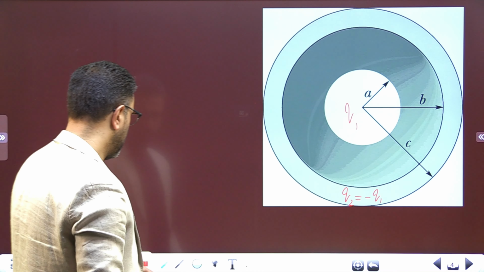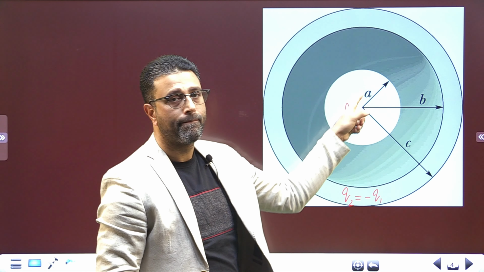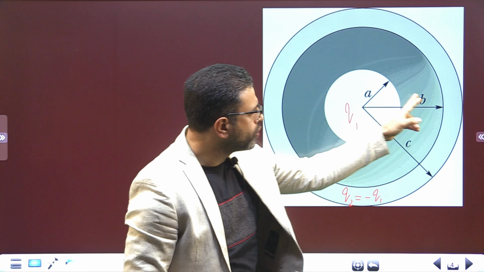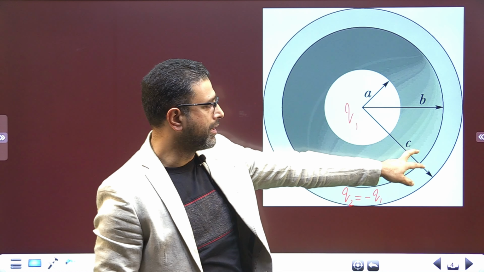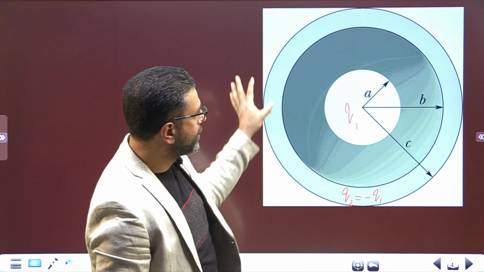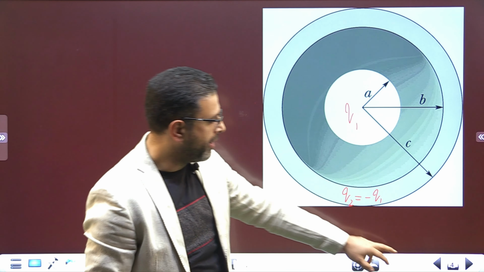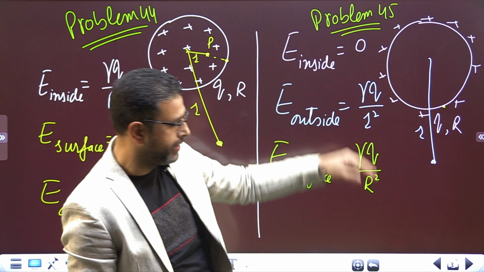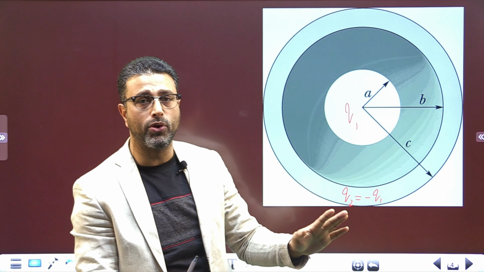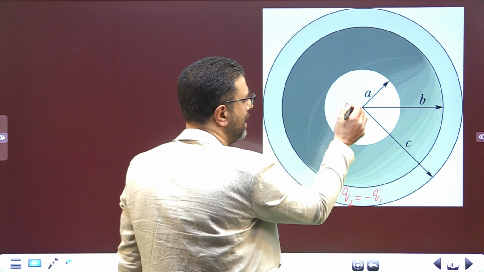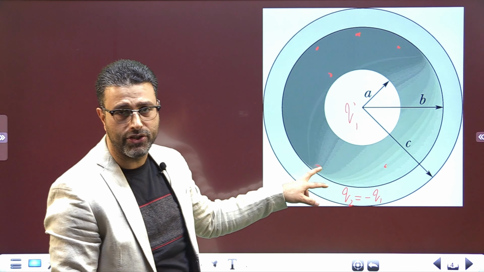From 0 to b, that is from the center to the inner surface of the conducting shell, the field due to the conducting shell will be 0. The shell will not contribute anything to the field within it. Remember, the field inside the shell is 0. So this conducting charged spherical shell will not contribute to the field at any point within the shell.